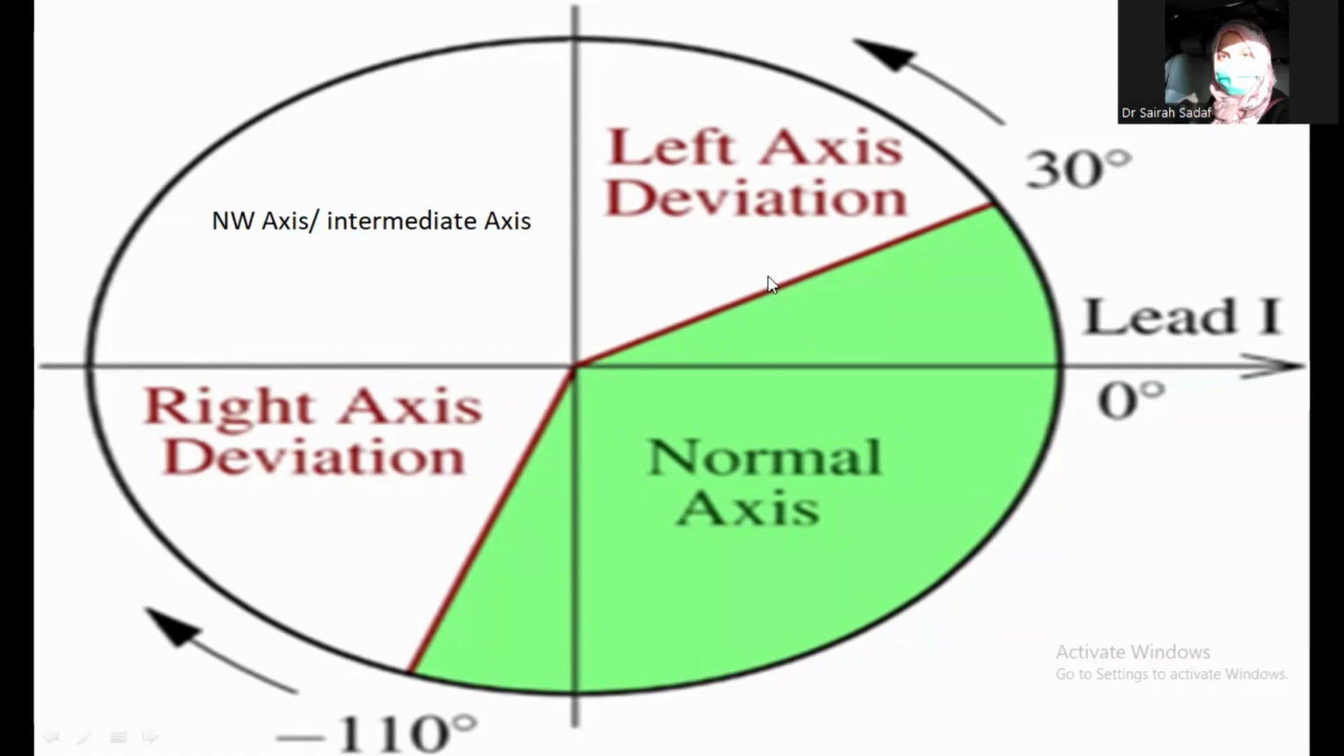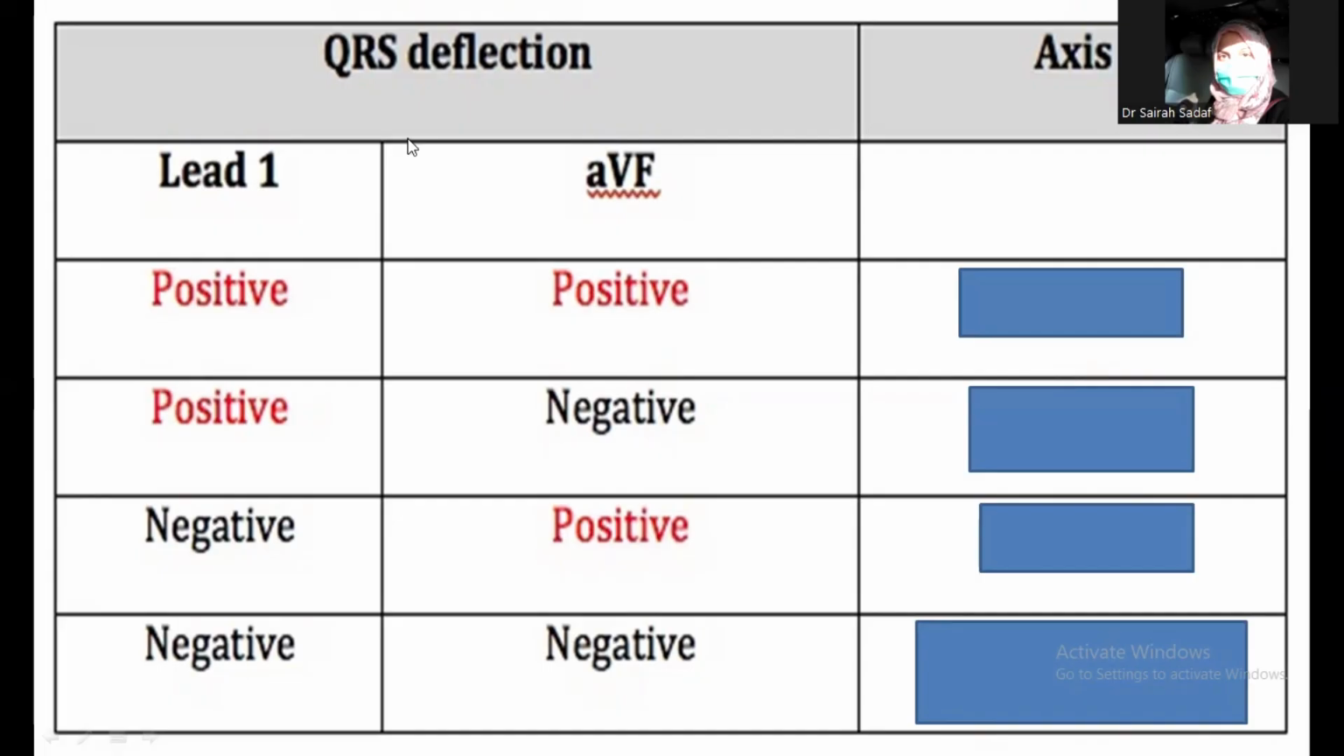Very good. Shabash. Chale. Did you all understand? I want a response from the online audience. Now, this is positive, this is positive, both are positive. What is the axis of this? Let me open the chat box. Please tell me. This is normal axis. Very good. Yes, this is a normal axis.